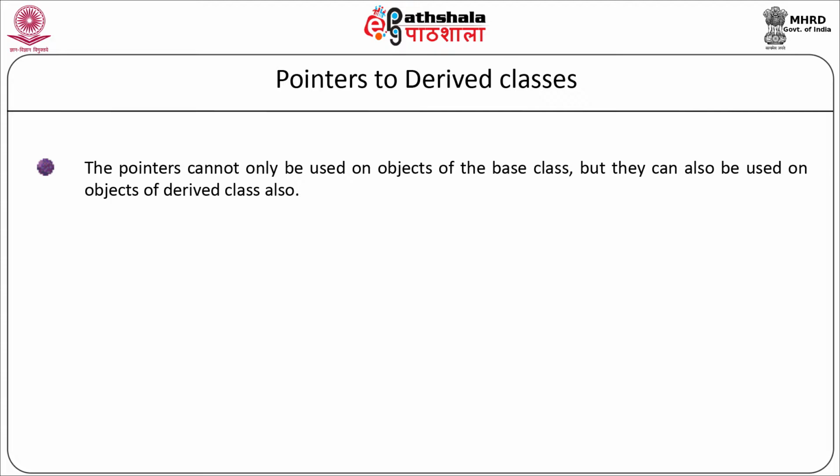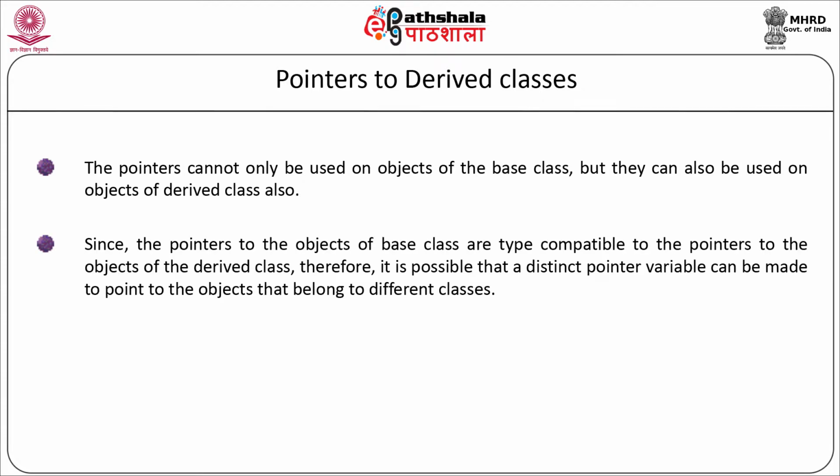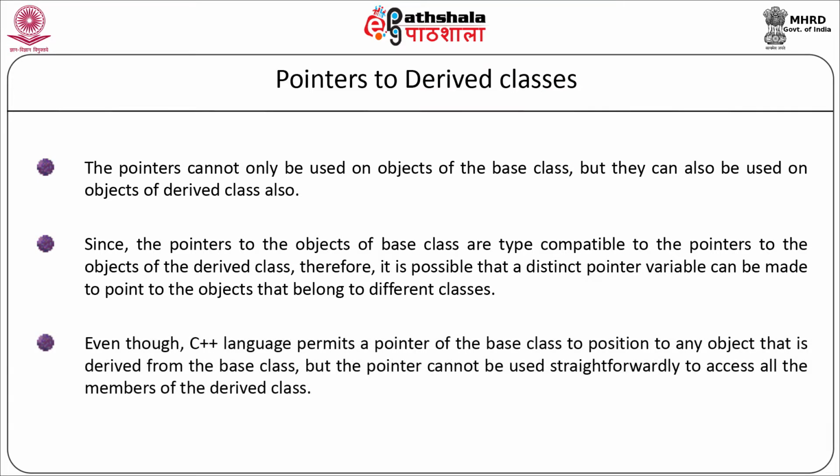The pointers cannot be used on objects of the base class, but they can also be used on objects of derived class. Since the pointers to the objects of base class are type compatible to the pointers to the objects of derived class, it is possible that distinct pointer variables can be made to point to the objects that belong to different classes. Even though C++ permits a pointer of a base class to point to any object that is derived from the base class, the pointer cannot be used straightforwardly to access all the members of the derived class.